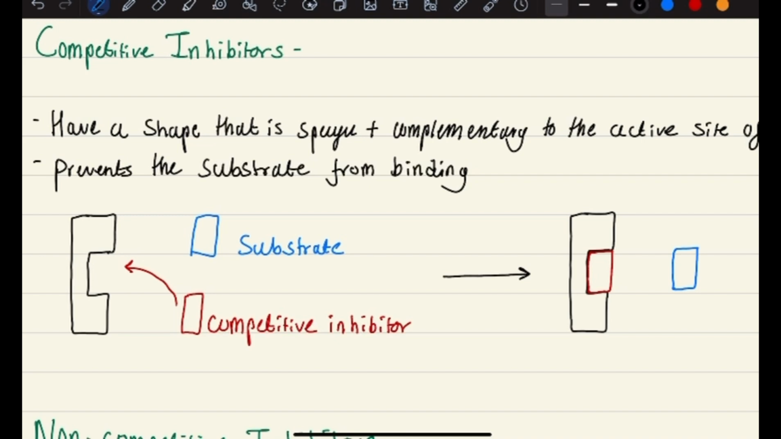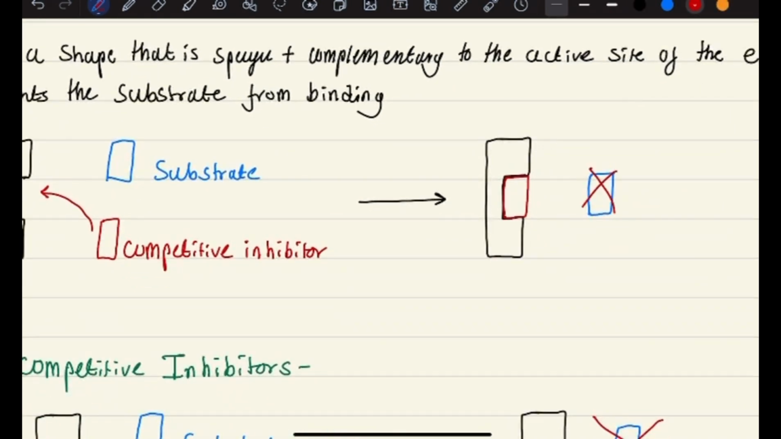When that happens, the substrate cannot bind. The binding site's gone. It's taking up the space, so this guy can't bind. You've inhibited the enzyme's activity because it's not going to be able to break down the competitive inhibitor, but it's also not going to be able to bind to the substrate.